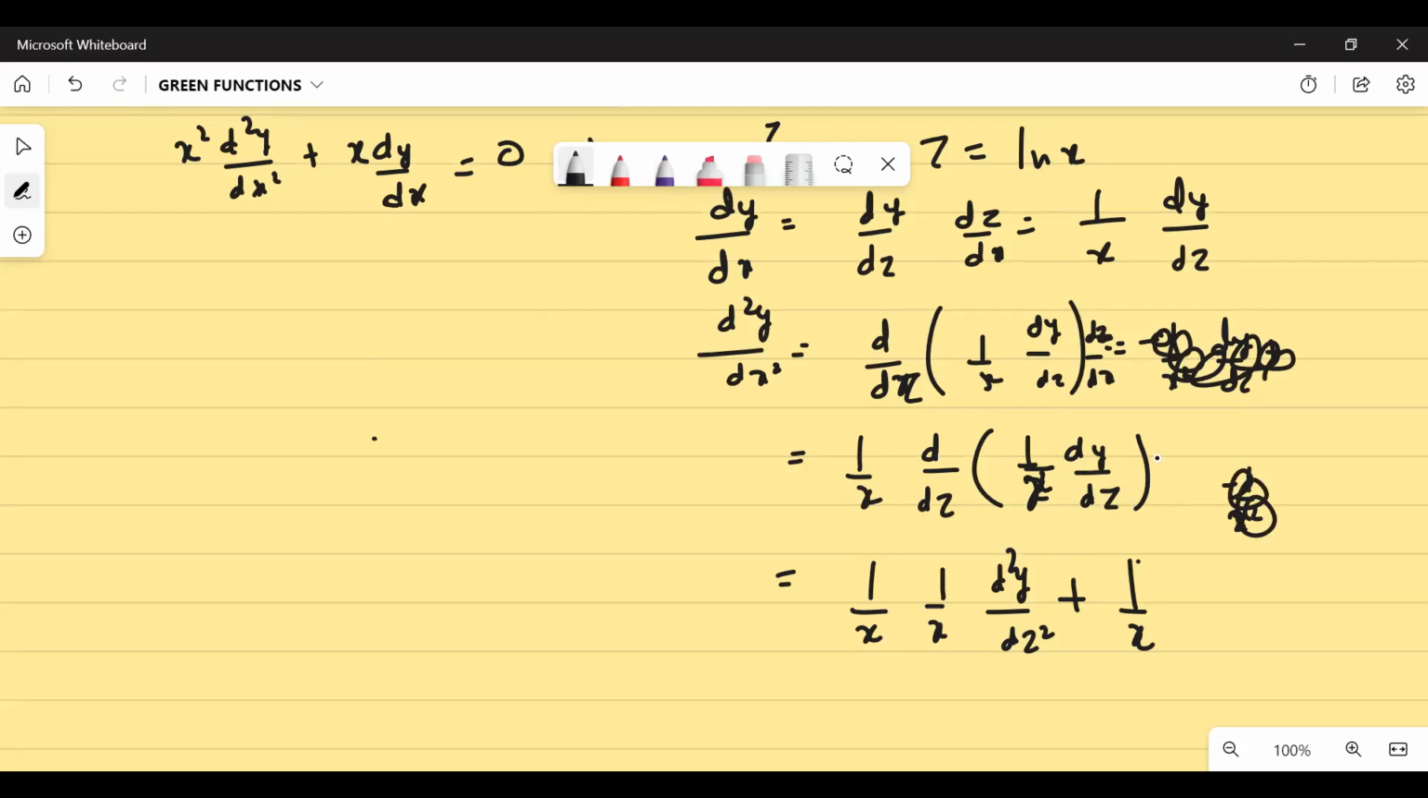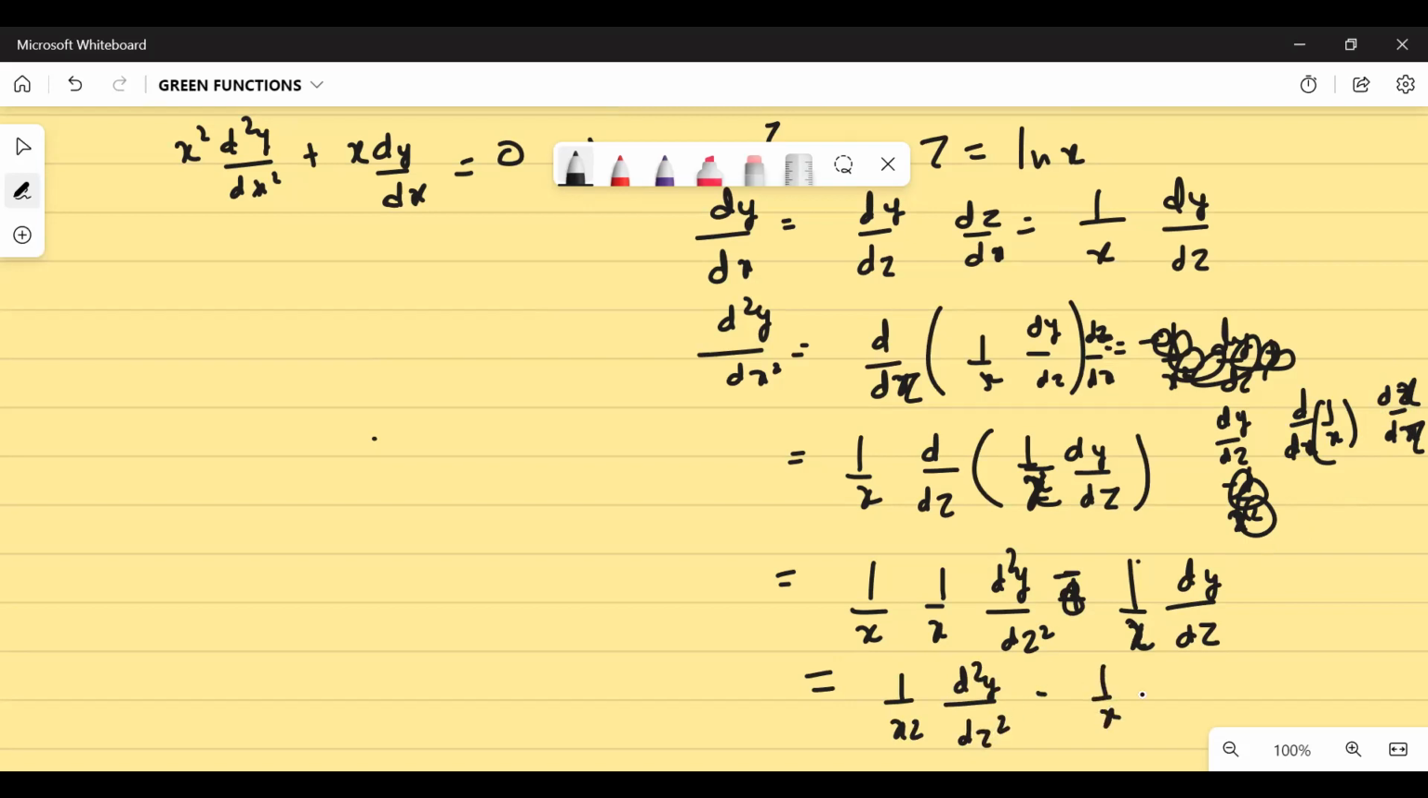So if I differentiate inside, what will I get? I will get d by dx of 1 upon x, and I've written dy by dz, and then you have dz by dx. And if I differentiate it, what will I get? dx by dz. So dx by dz would be x, and this is minus 1 upon x, this will be x square, and then this will be x. Is that clear? So it will give me 1 upon x square d2y upon dz2 minus 1 upon x dy by dz.